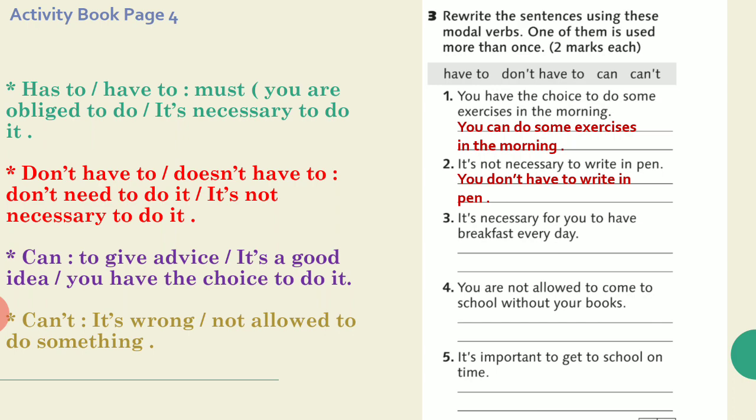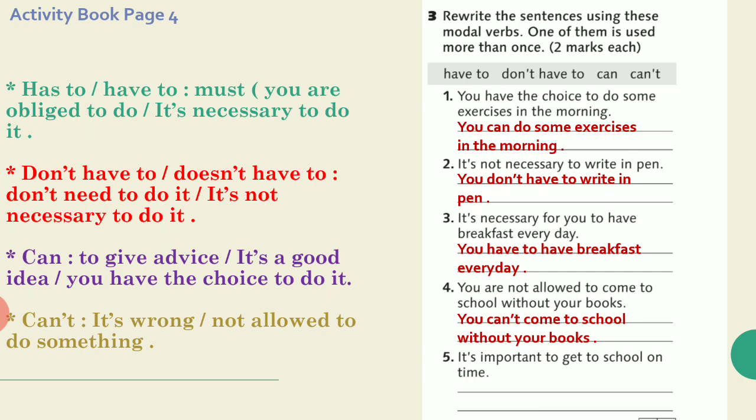Number 3, it is necessary for you to have a breakfast every day. Now it is necessary, so I have to do it or I must do that. So the answer will be you have to have a breakfast every day. Number 4, you are not allowed to come to school without your books. Because I am not allowed to do that, it means that it is wrong to come to school without my books. So the sentence will be you can't come to school without your books.